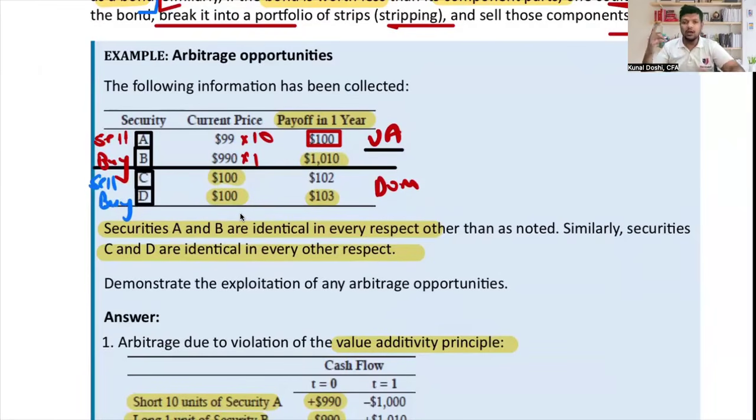Clear? In value additivity, you'll have to combine the sum and compare it with another bigger bond, right? So basically, you're going to combine. In dominance, you don't need to do that, right? It doesn't make any big difference in order to do the arbitrage. You'll just compare; the overall investment value has to be the same at the beginning and at the end, correct?